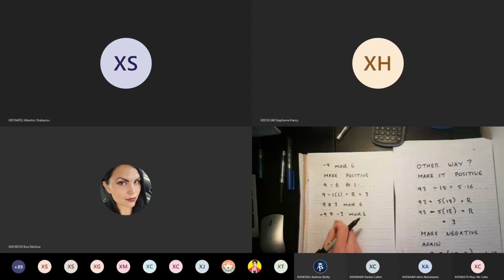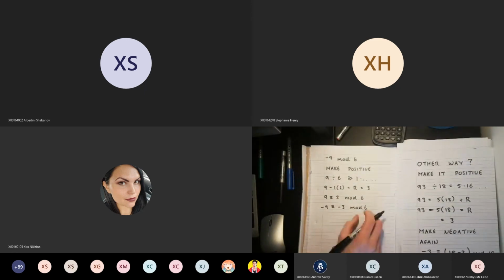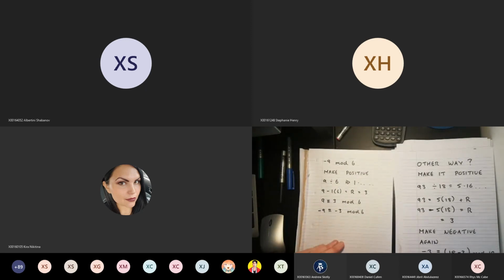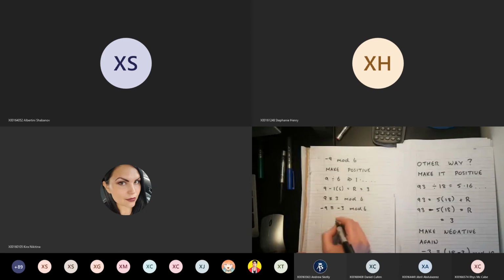in mod 6, but I don't want to work with a negative number here. I'd like to get the positive remainder. And of course, what I can do here is just keep adding on multiples of 6, going around my clock in either direction until I get a suitably large number. And that would be 12 minus 3 in mod 6. Sorry, 6 minus 3 in mod 6, which is just 3 in mod 6.